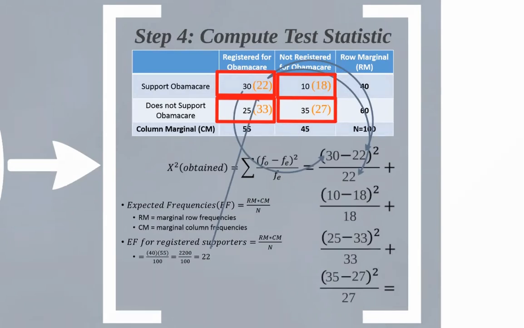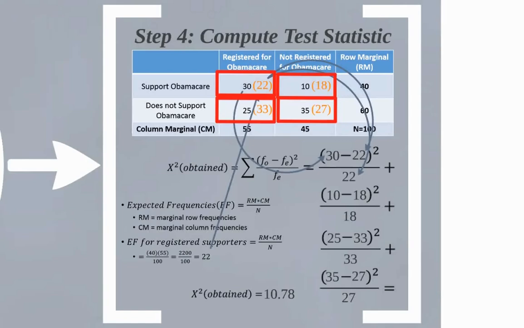Once you go through the math of this, subtracting the expected from the observed, squaring it, dividing it by the expected, and then summing all those together, what we come up with is a chi-squared of the obtained value of 10.78. Again, I would recommend pausing this real quick, going back and calculating this by hand, just to make sure that you can get it.